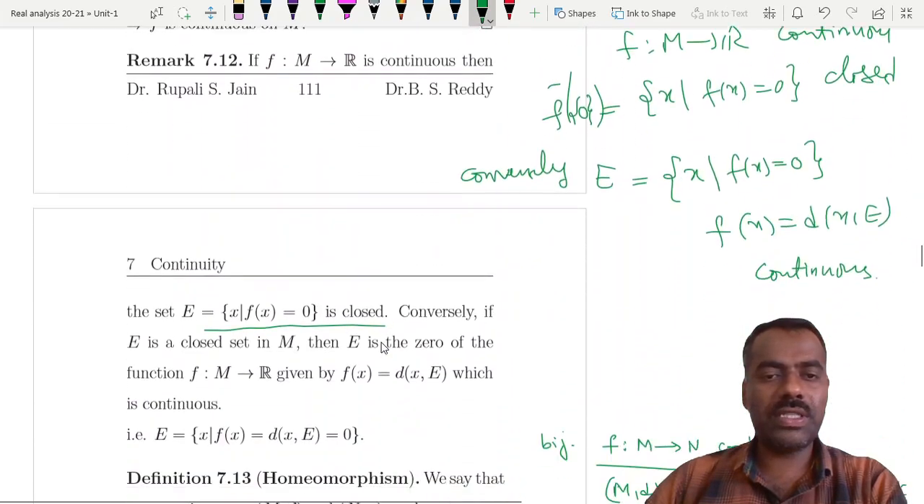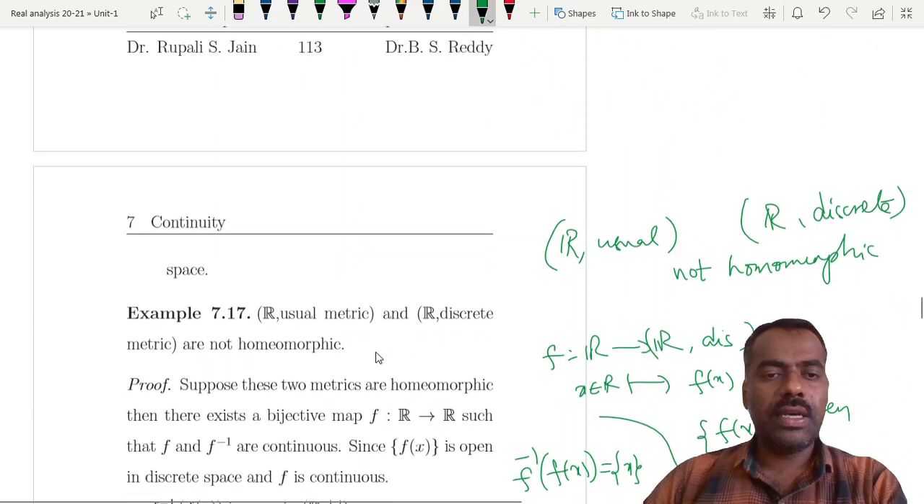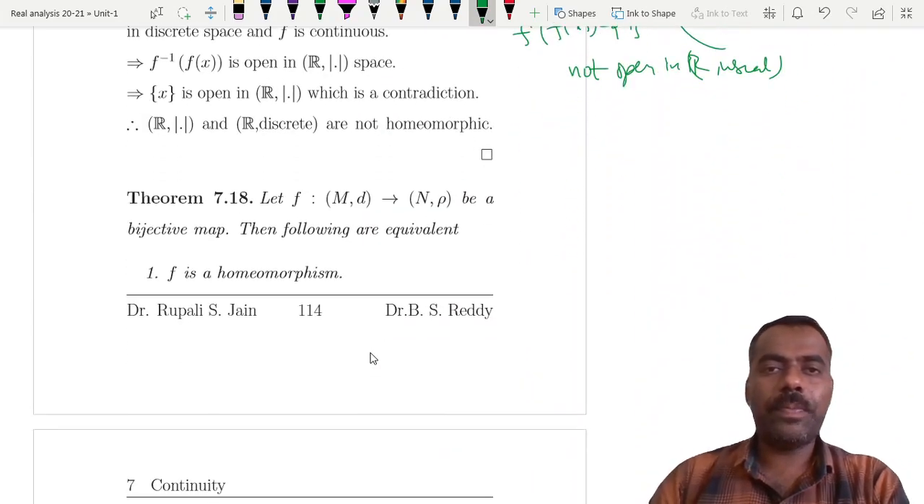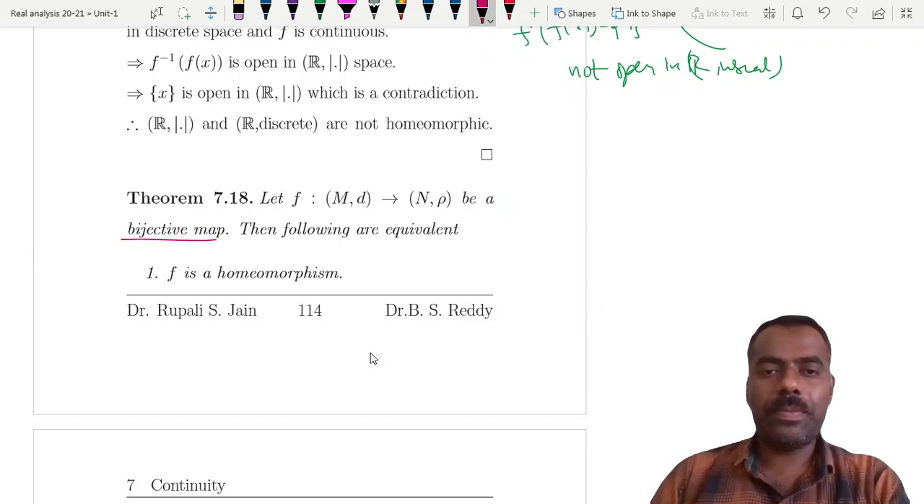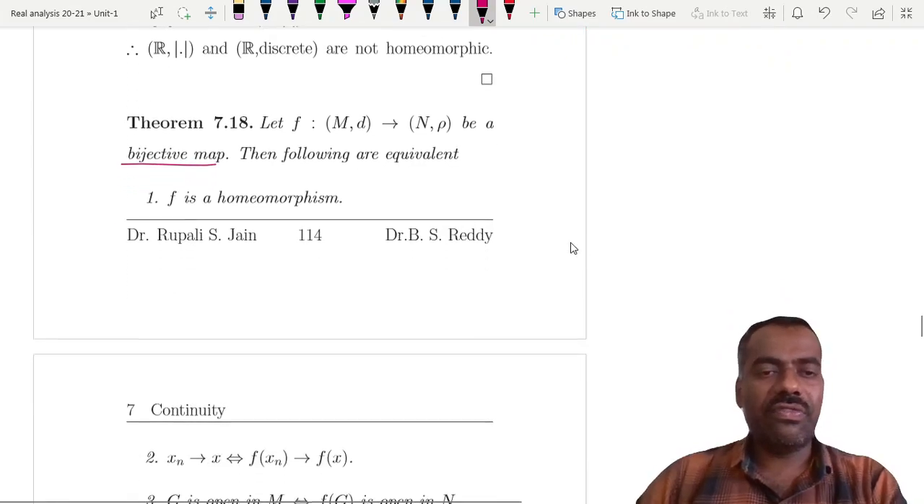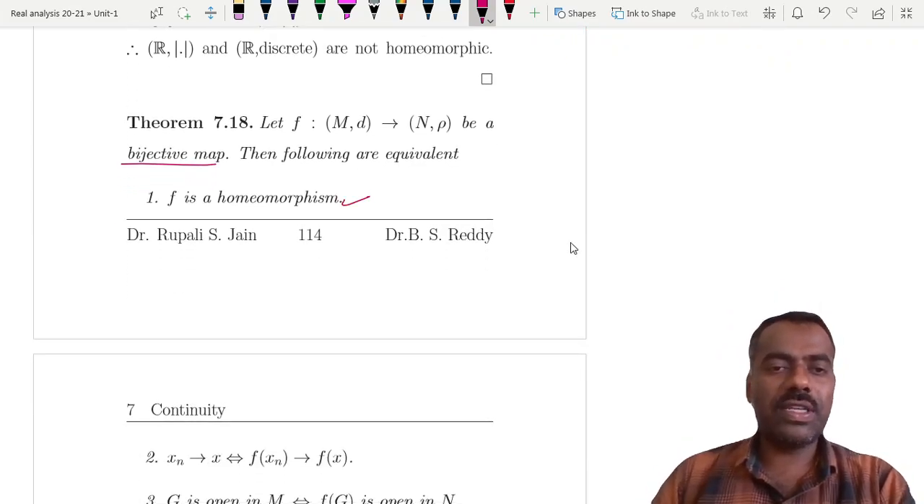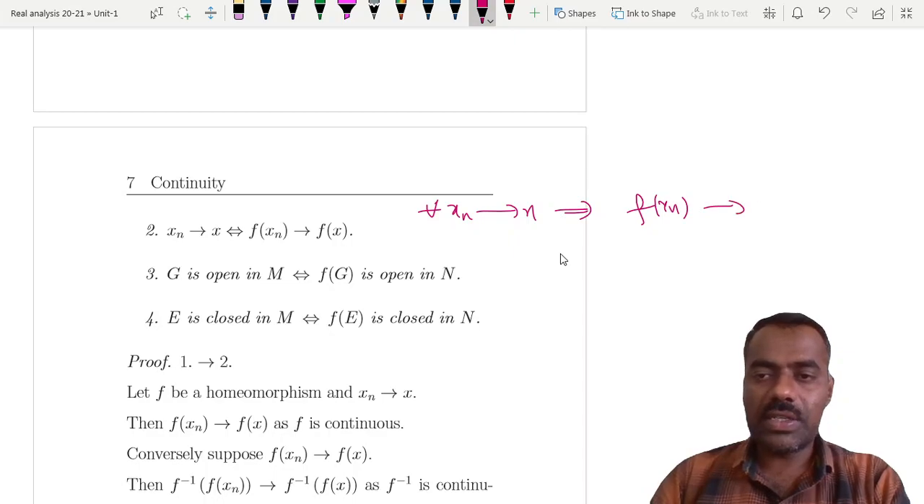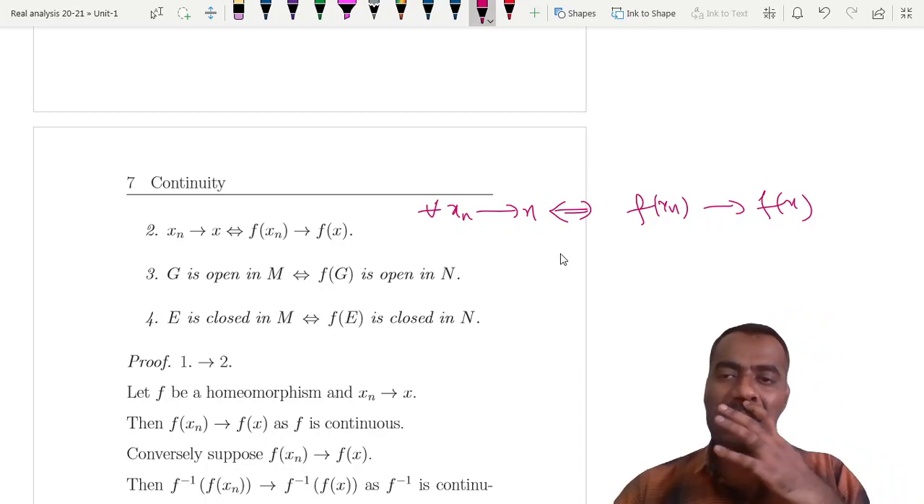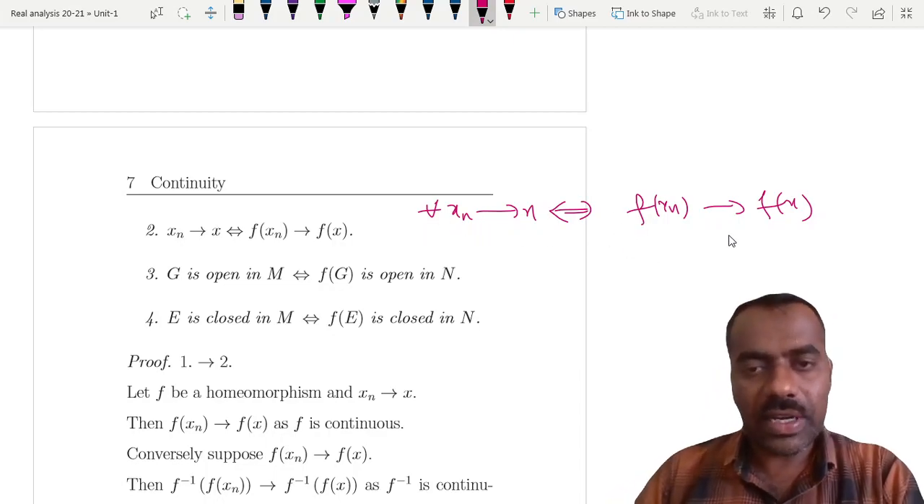So the proof follows similarly. If f is a bijective map from (M, d) to (N, rho), then the following are equivalent. Saying that f is a homeomorphism is the same as saying that for all x_n converging to x, f of x_n converges to f of x. This we have already seen for a continuous function. But if it is a homeomorphism, then the other way is also true: whenever f of x_n converges to f of x, then x_n also converges to x.